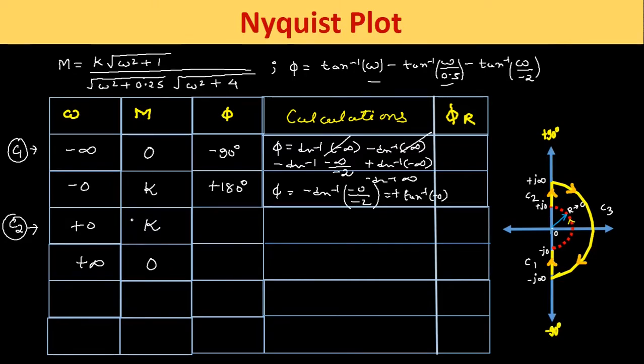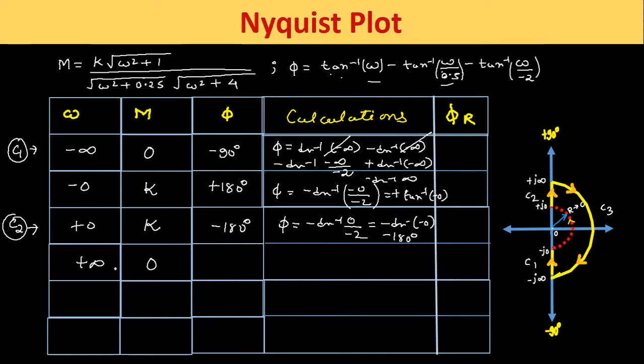First we will put plus 0 in place of omega here. So this value again cancels out because this is positive and this is negative. Now we will have phi is equal to minus of tan inverse 0 by minus 2. So here this equation can be written as minus of tan inverse minus of 0. This tan inverse minus 0 is 180 degree. So here we will get minus of 180 degree. That means at omega is equal to plus 0, we will have phase angle minus of 180 degree.